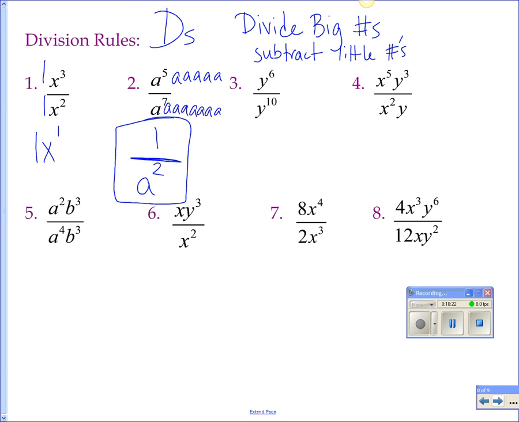Okay, number 3. 10 and 6 are little numbers. So what am I going to do with 10 and 6? Subtract them. Okay, so what is 10 minus 6? 4. Okay, now here's where you have to ask yourself, are there more Y's on the top or more Y's on the bottom? There's more of them on the bottom. So you have to draw your bar, and you're going to put Y on the bottom because there's more of them on the bottom.